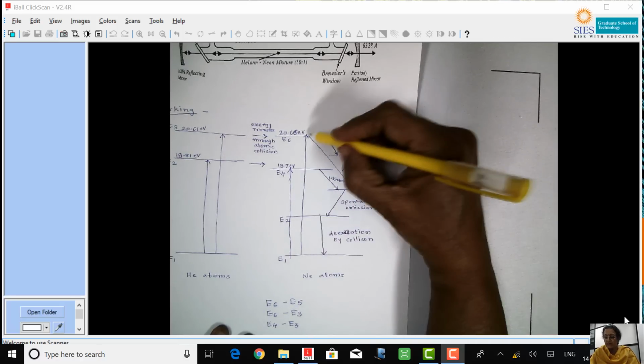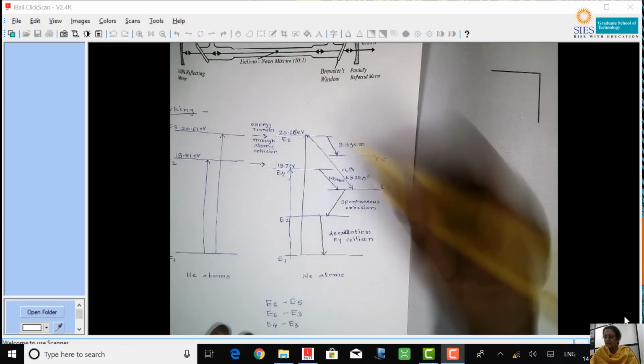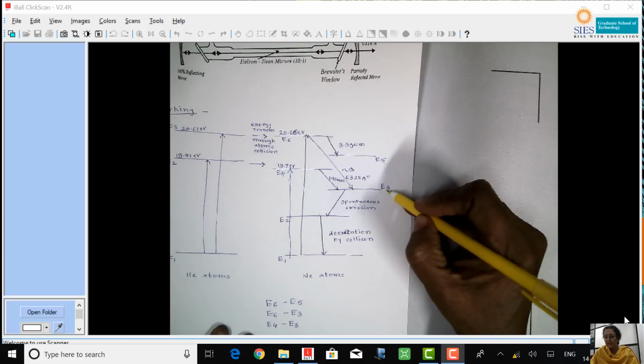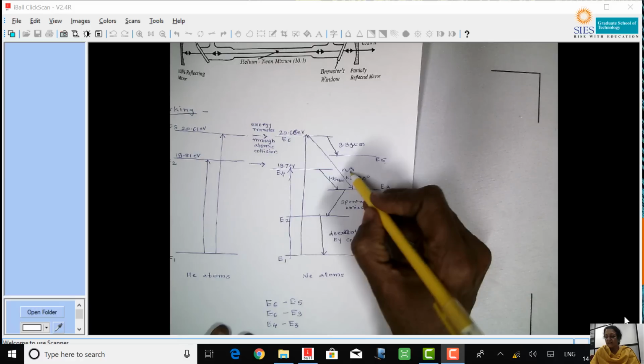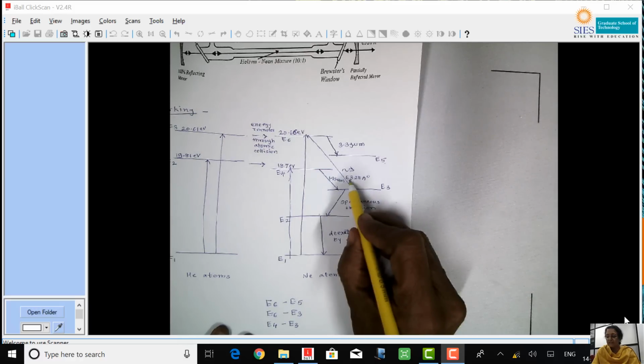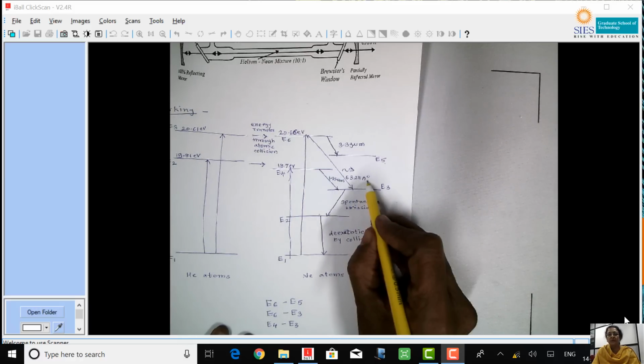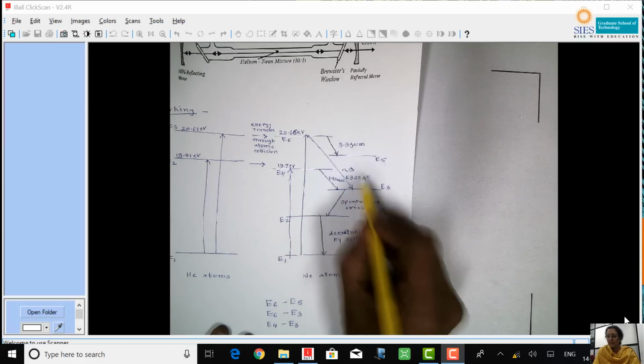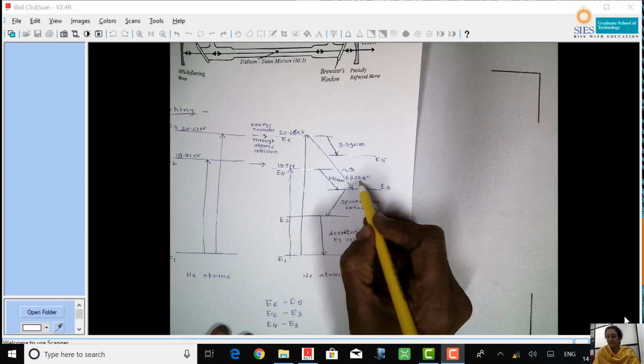When atoms from energy level E6 jump to energy level E3, it generates a laser light of wavelength 6328 angstrom unit, which is red color and which is visible to us. So we can see a red light coming out of the helium neon laser.